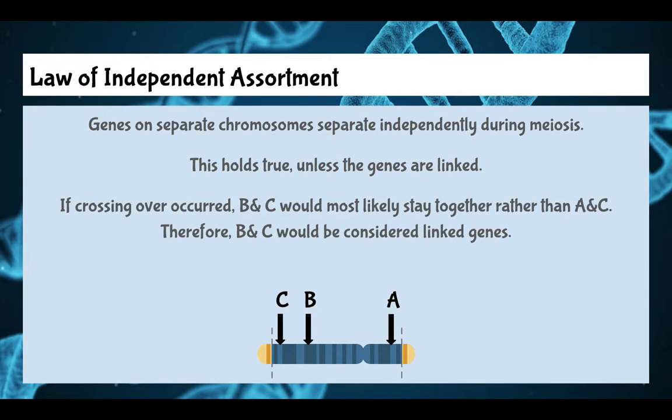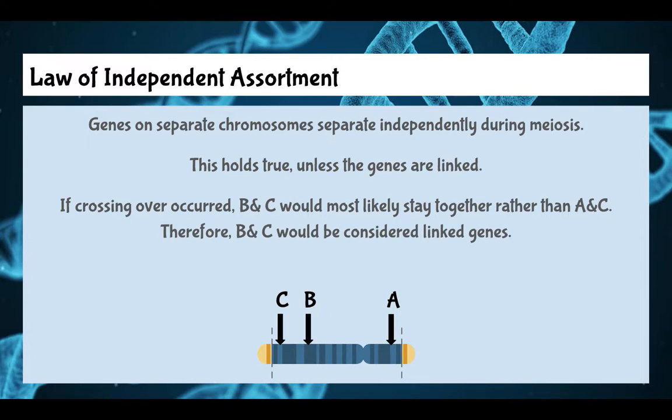In this particular case, we're going to take it back to crossing over for this to make sense. If crossing over were to happen, these genes down at the bottom of your chromosome here, B and C, would probably stay together, more likely so than A and C staying together, because crossing over is when they cross their legs in meiosis and they exchange their genetic information. So B and C are considered linked genes, so they do not follow this law of independent assortment.